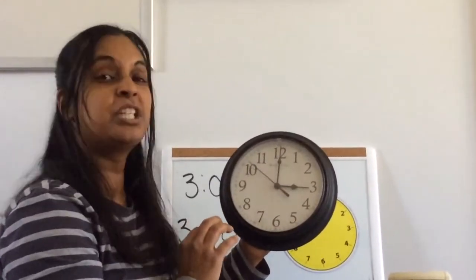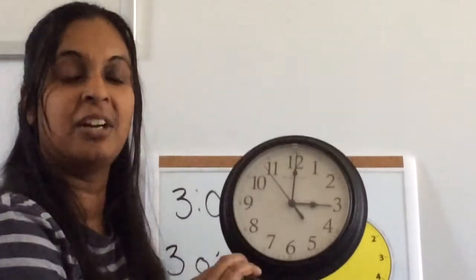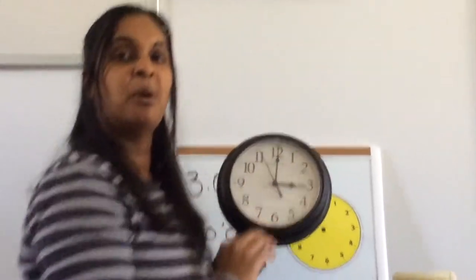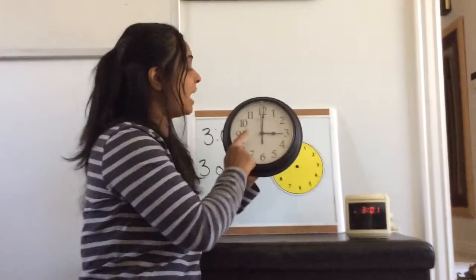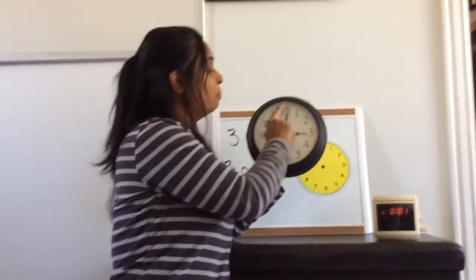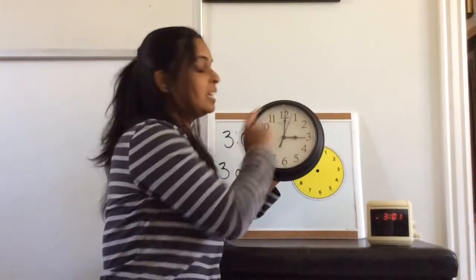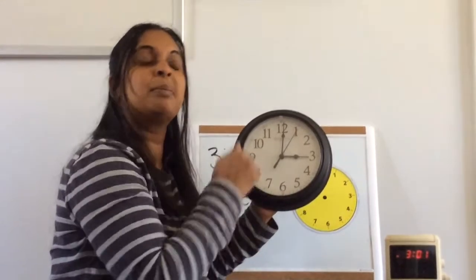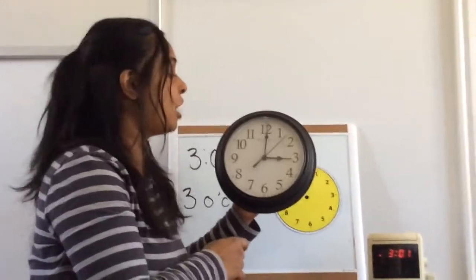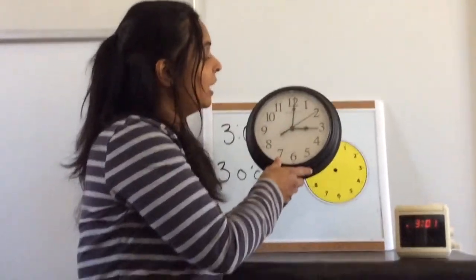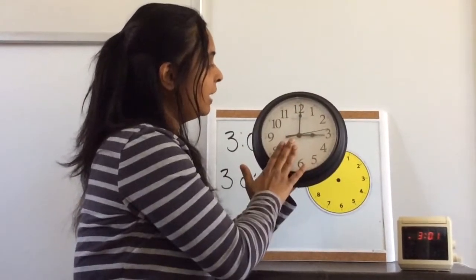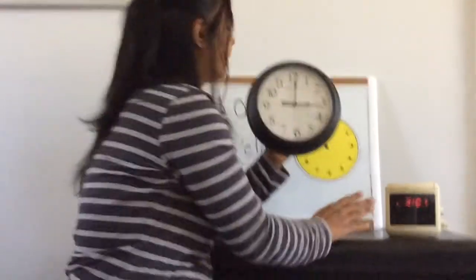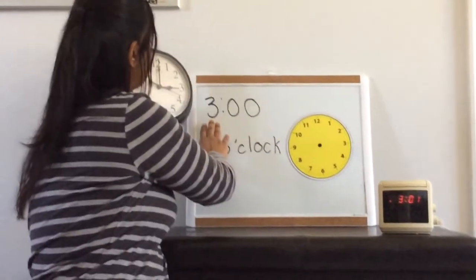Now, today you're going to be looking at telling time to the nearest hour. So we've already spoken about there being 60 minutes in an hour. So this long minute hand moves around 60 minutes to the next hour, and time keeps moving forward and forward without stopping.